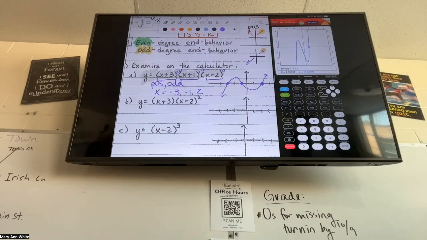(x + 3)(x - 2)squared. I want you to think in your head, how is this different? Just brainstorm. What do you think the graph's gonna look like? Some of you might remember, but if you don't, let's brainstorm. What do we think is gonna be different?